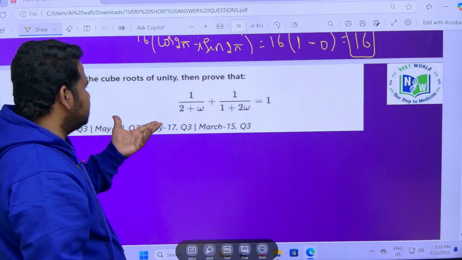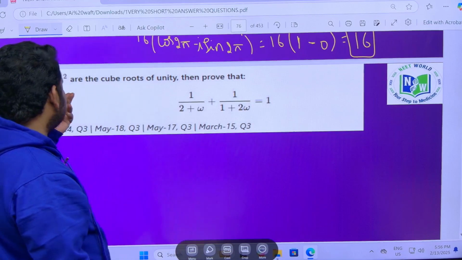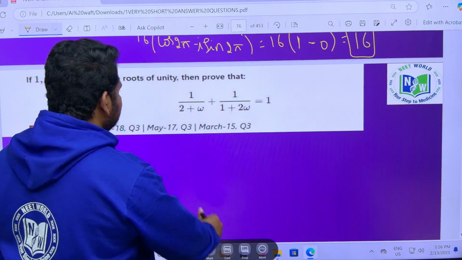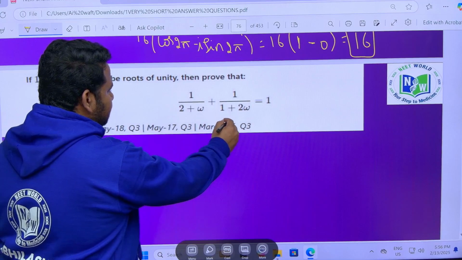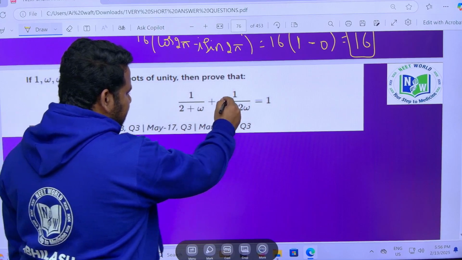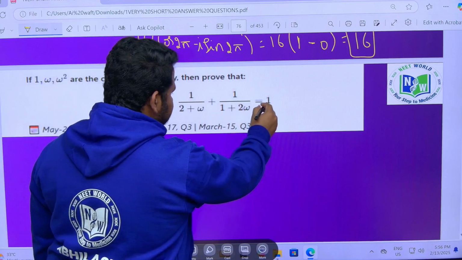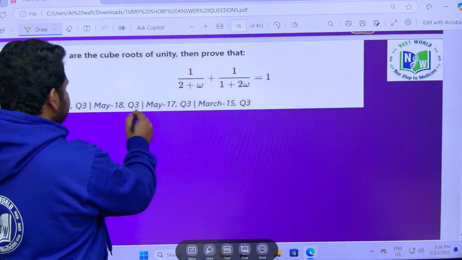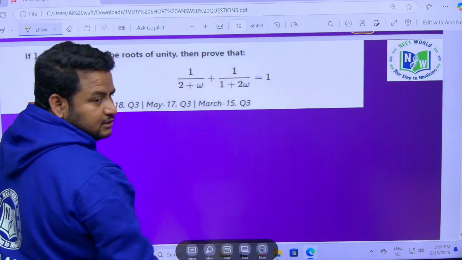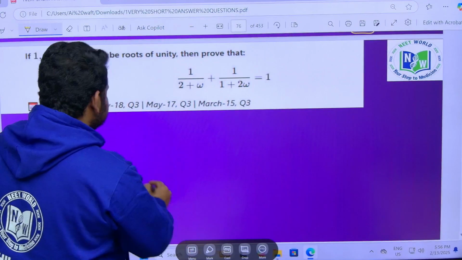This is based on cube roots of unity. They were given 1, omega, omega square are the cube roots of unity. Then prove that 1 by 2 plus omega plus 1 by 1 plus 2 omega is equal to 1. This is asked in 2024, 2018, 2017, 2015. So it is a very important question, and it has been repeated many times. So friends, let us take this.